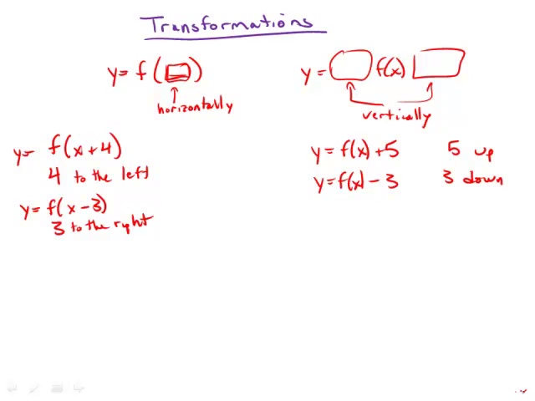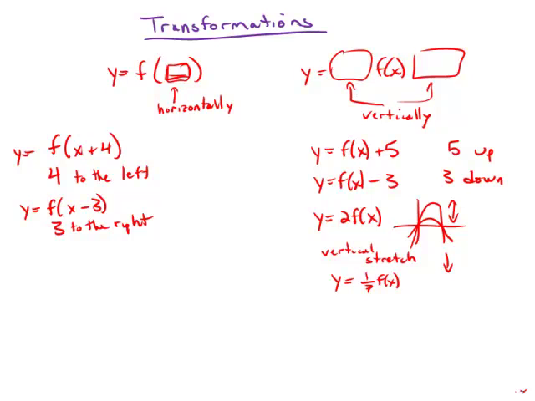If I multiply on the outside, so for example, 2 times f of x, what that does is it takes an ordinary function and stretches it up. It performs what is called a vertical stretch. And if I divide the function on the outside, so 1/7 f of x, that is a vertical shrink. It shrinks it down.